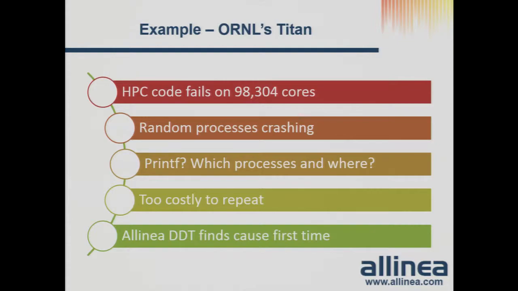Another example: an HPC code at Oak Ridge crashed at 98,304 cores a few years ago. He didn't know what to do, didn't know which process to put a printf in. He thought it was in a different process every time it crashed. And it was crashing a lot, but he just couldn't keep repeating. So he just put it in DDT, and 30 minutes later, he saw a null pointer on a line and was easily able to get there.